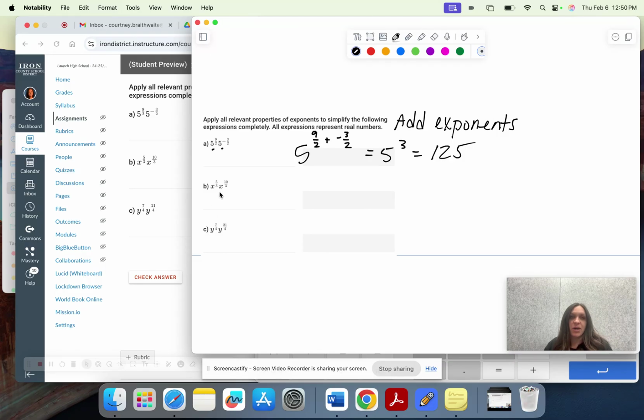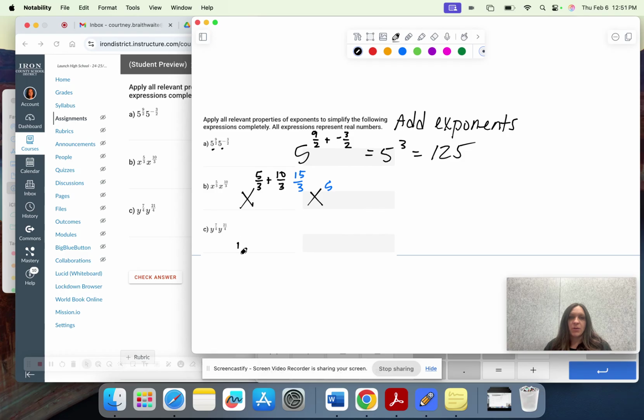But on the next two, I know we're going to have x and y. So our base is x. And then we have our exponents, which we're going to add 5/3 plus 10/3. And because these both have the same denominator, you just add the top. So it's 15/3, which reduces. So it's actually not a fraction anymore. It just reduces to 5. So that would be x to the 5th.